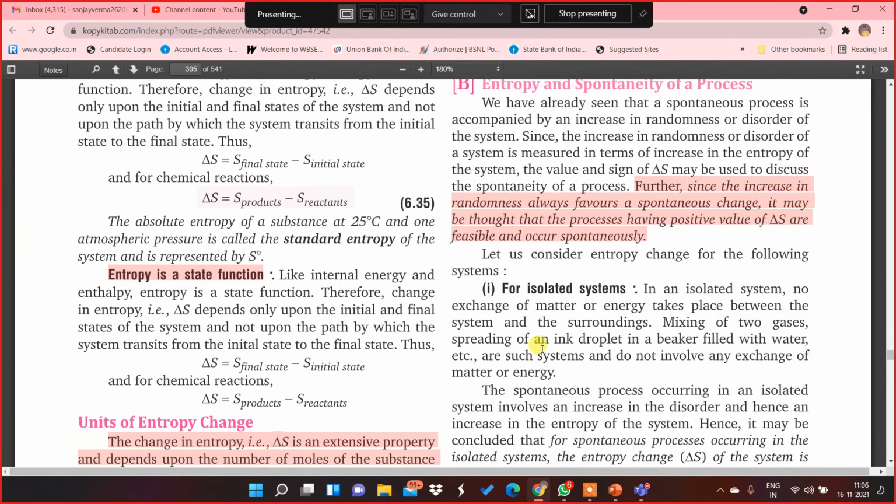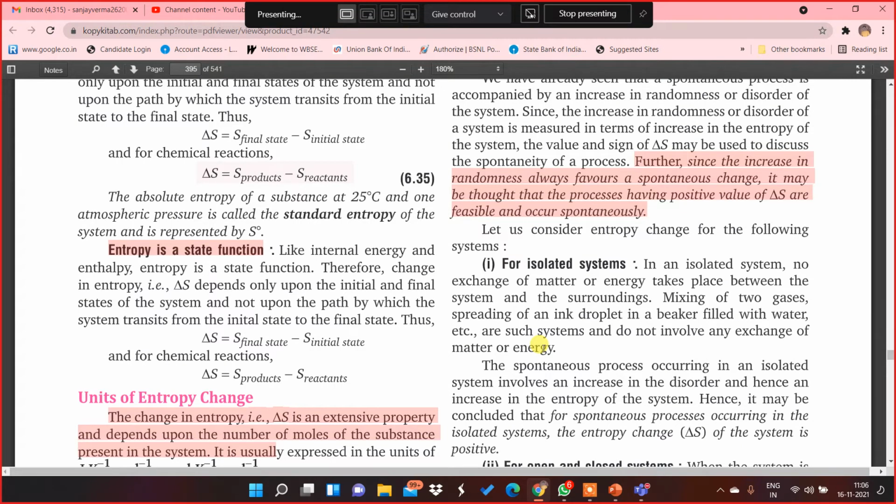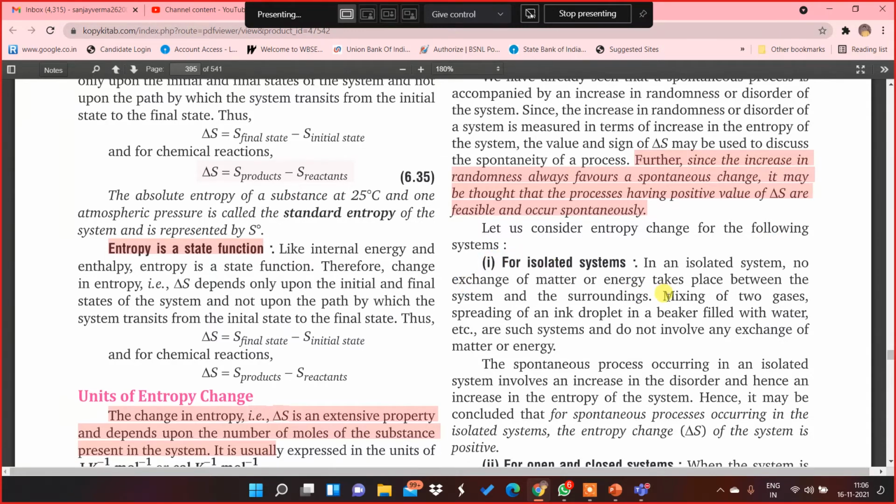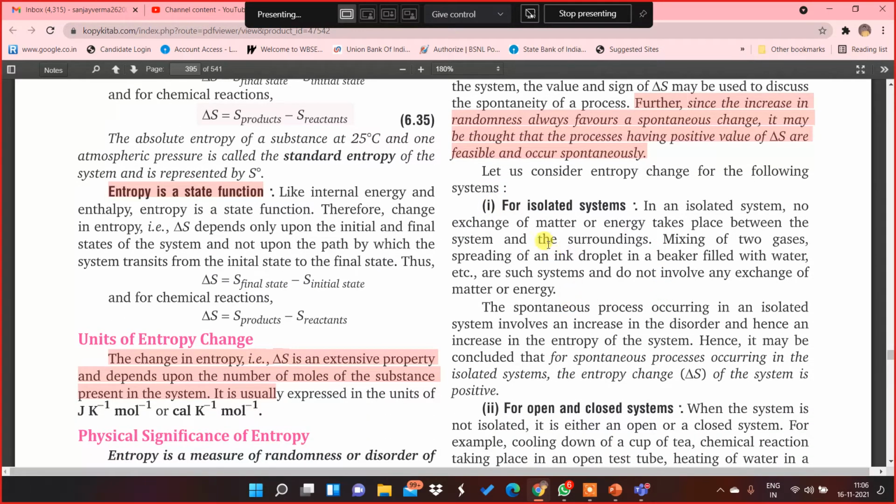Then let us consider some examples. Let us consider entropy change for the following systems. For isolated systems, in an isolated system, no exchange of matter or energy takes place between the system and the surroundings. Mixing of two gases, spreading of an ink droplet in a beaker filled with water, etc., as a system do not involve any change of matter or energy. Now, the spontaneous process occurring in an isolated system involves an increase in the disorder and hence an increase in the entropy of the system. Therefore, for a spontaneous process occurring in an isolated system, the entropy change of the system is positive.